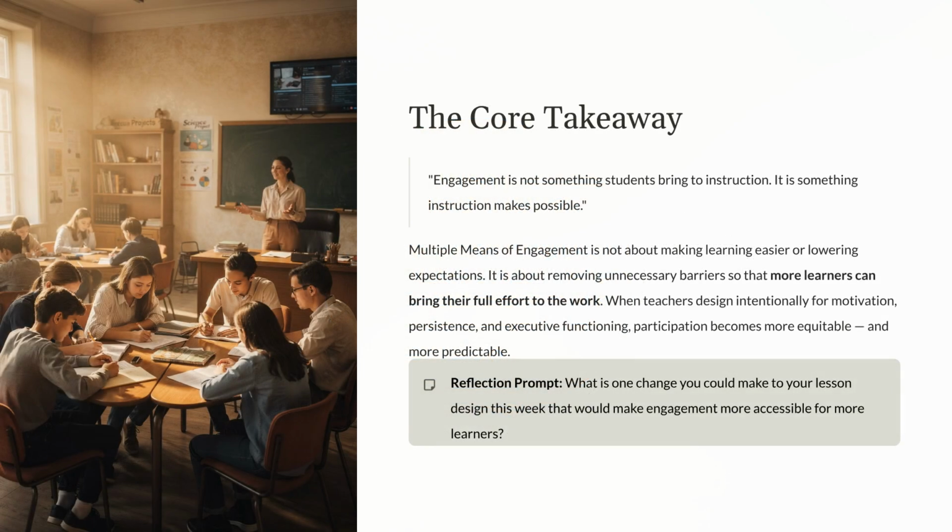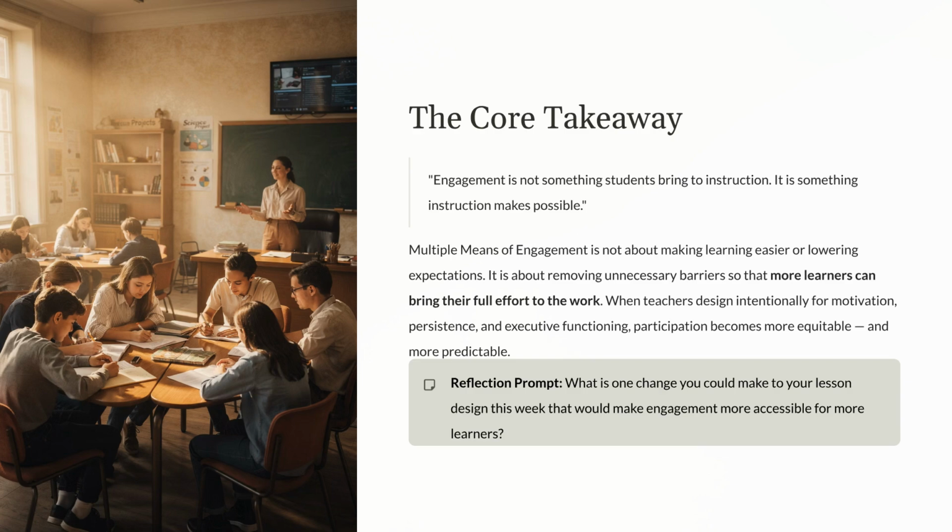The core takeaway: engagement is not something students bring to instruction. It is something instruction makes possible. Multiple means of engagement is not about making learning easier or lowering expectations. It is about removing unnecessary barriers so that more learners can bring their full effort to the work. When teachers design intentionally for motivation, persistence, and executive functioning, participation becomes more equitable and more predictable.